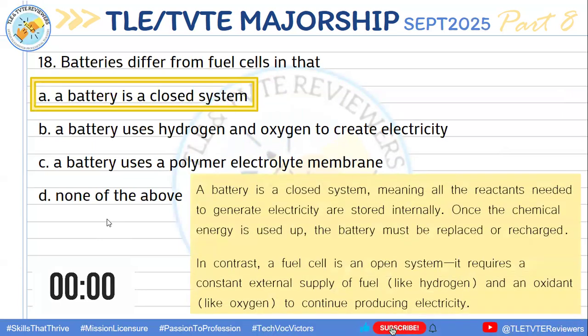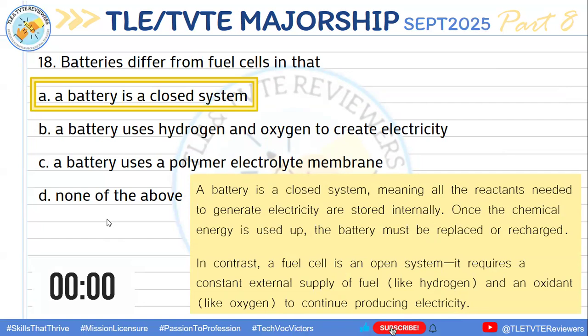A battery is a closed system, meaning all the reactants needed to generate electricity are stored internally. Once the chemical energy is used up, the battery must be replaced or recharged. In contrast, a fuel cell is an open system. It requires a constant external supply of fuel like hydrogen and an oxidant like oxygen to continue producing electricity.